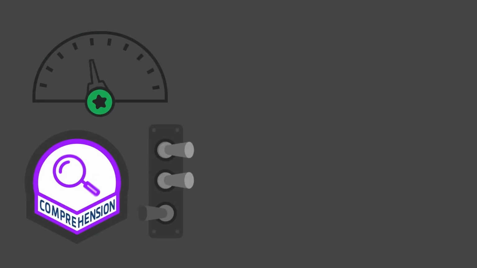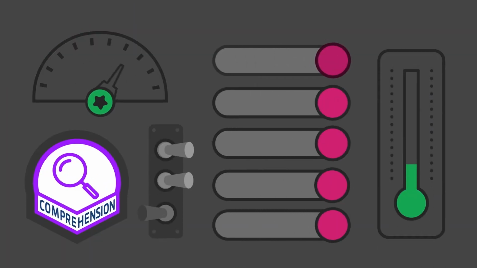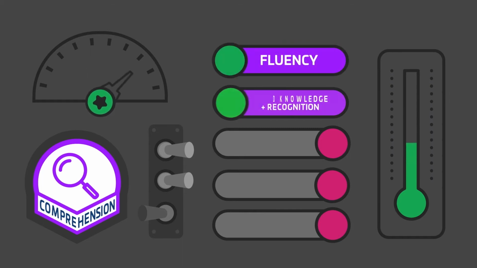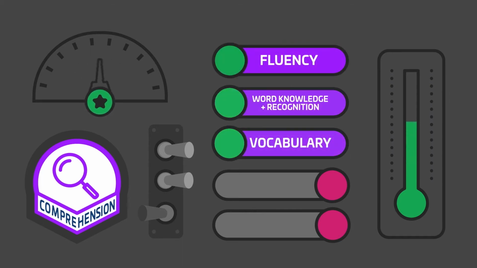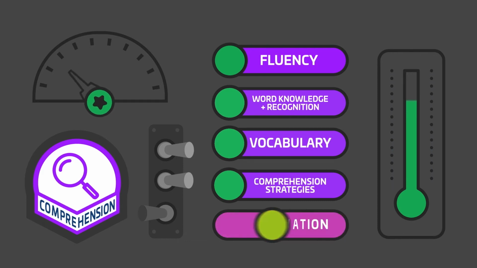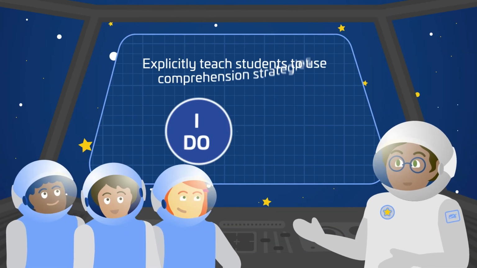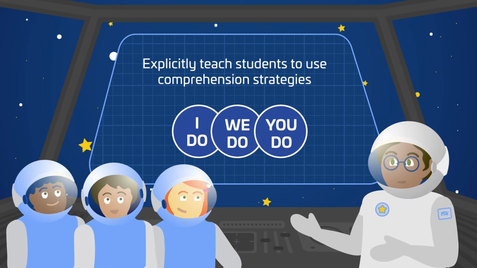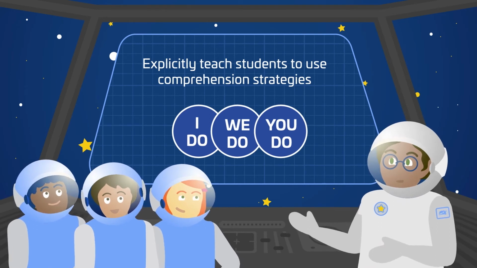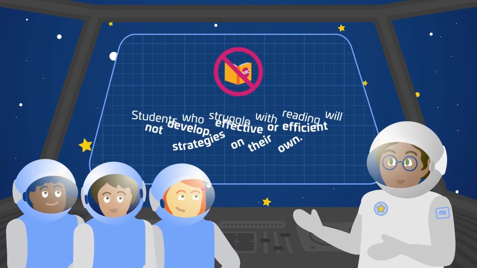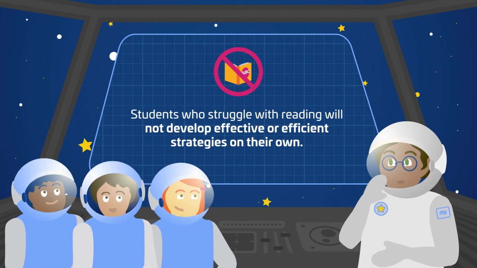Reading comprehension builds on skills in multiple areas, including reading fluency, word knowledge and recognition, vocabulary, comprehension strategies, and motivation. To help students understand what they read, explicitly teach students to use comprehension strategies. Students who struggle with reading will not develop effective or efficient strategies on their own.